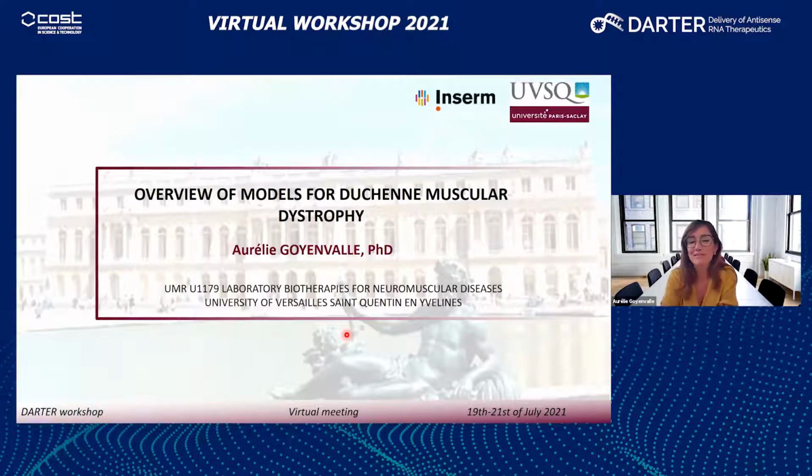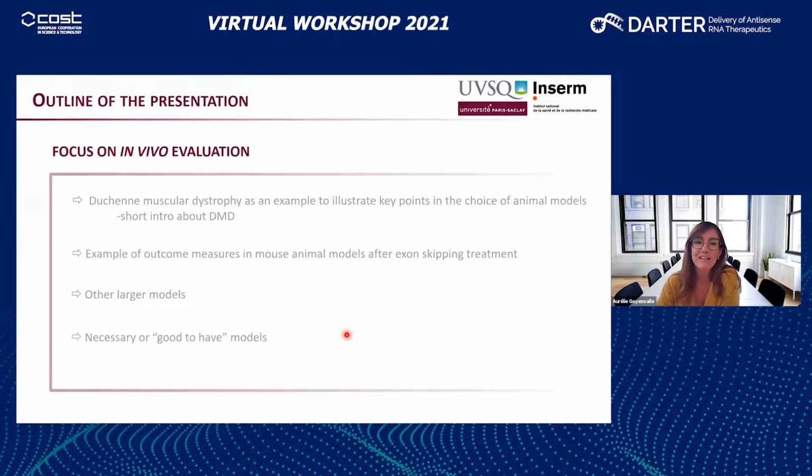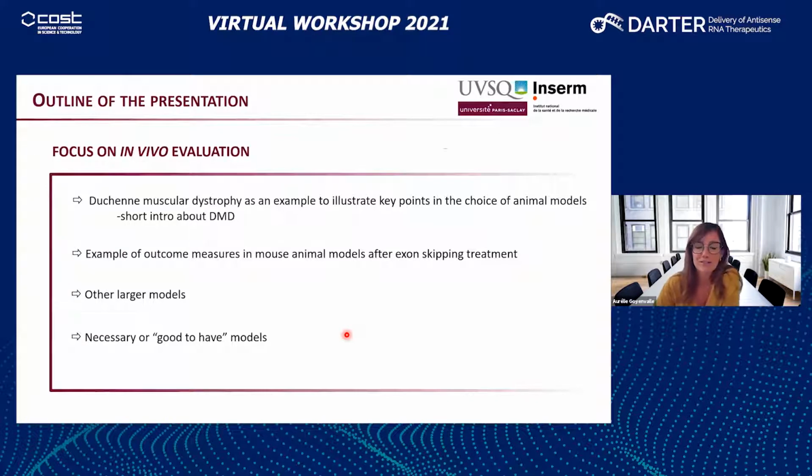So yes, I'm going to give you an overview of the models for Duchenne muscular dystrophy. And you've already heard the introduction. So today I was going to give you a very short introduction about Duchenne, but I'll mostly skip that because you've already heard in Maike's presentation and others the key points. Mostly I want to use Duchenne as an example to illustrate the key points in the choice of animal models.